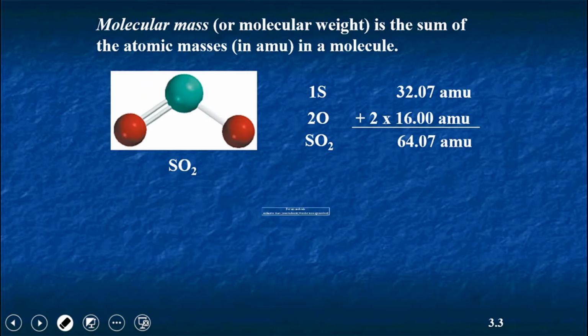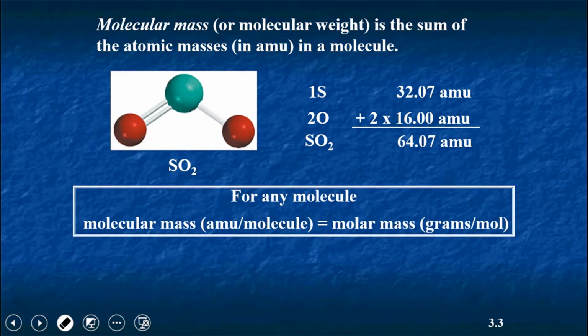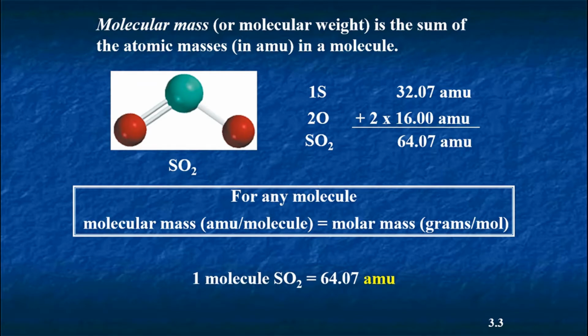But just like we did with elements, for any molecule, the molecular mass or molecular weight in AMUs per molecule is the same as what we're going to call the molar mass, the grams per mole of molecules of this compound. So one molecule of SO2 would weigh 64.07 AMUs. One mole of SO2 would weigh 64.07 grams, and now we are in a territory that we can measure in our lab. Now, what about ionic compounds?